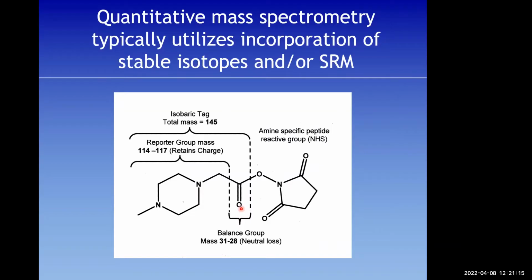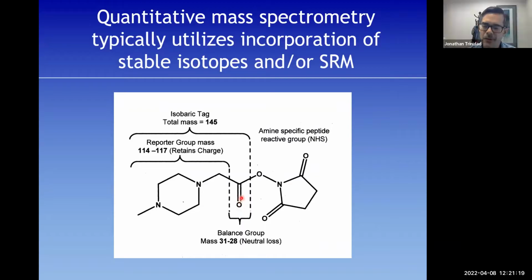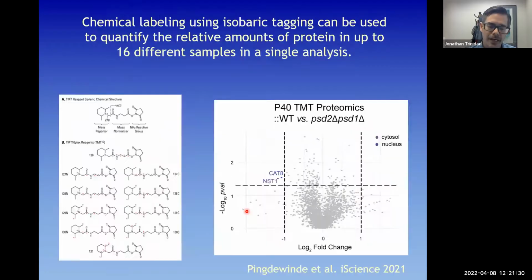You can use different combinations of isotopes such that you can make many versions. I think 16 is the number now. 16 versions of this tag that all have the same nominal mass. And so you could take 16 samples, label them each with a different version of the reagent. I think these red asterisks, I know it's hard to see here, indicate what atoms have isotopic incorporation. But you could take up to 16 samples, label them, mix them together.